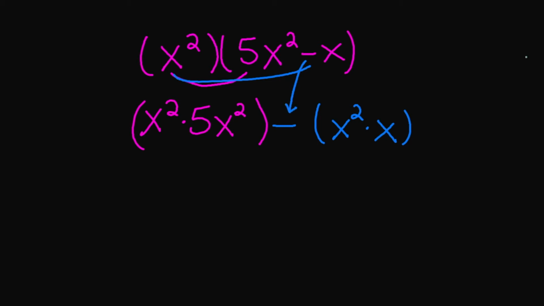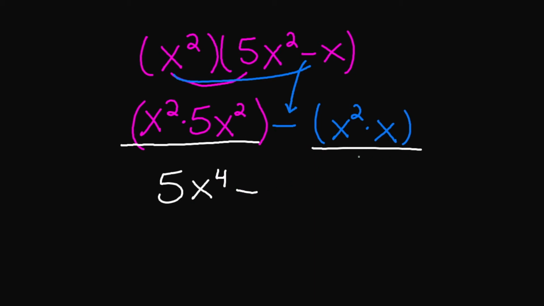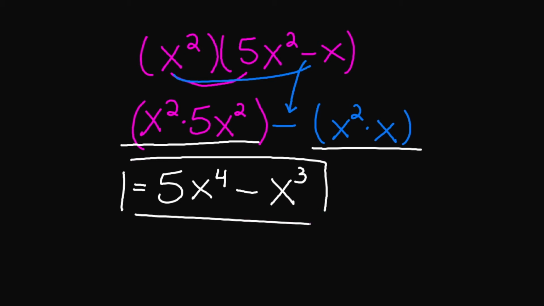So now let's go ahead and multiply. So we have x squared times 5x squared. This is going to give us 5x to the fourth. Minus x squared times x. This is going to give us x cubed. And this is your final answer.